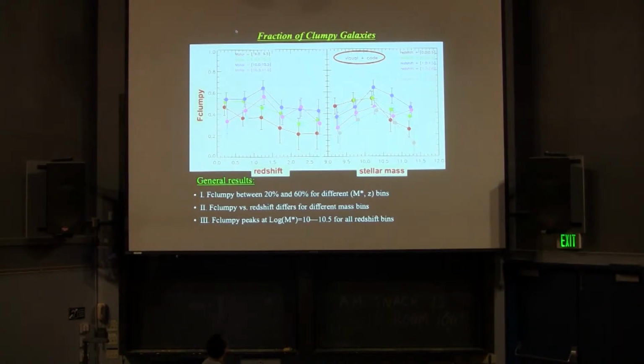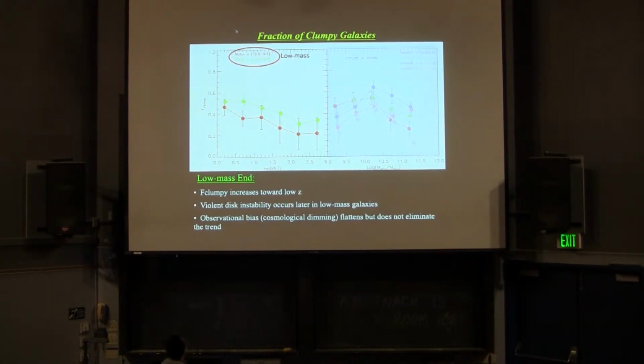Now let's look at our result. So this is F clumpy as a function of redshift and stellar mass. Here, the sample is divided into different stellar mass bins, and in this panel, they are divided into different redshift bins. So the basic results are, first, the fraction runs from 20% to 60% for different stellar mass and redshift bins. And also, you can see the F clumpy versus redshift changes for different stellar mass bins. But regardless of redshift bin, the F clumpy always peaks around 10 to 10.5 solar masses. So now let's look at those results one by one and discuss them in detail.